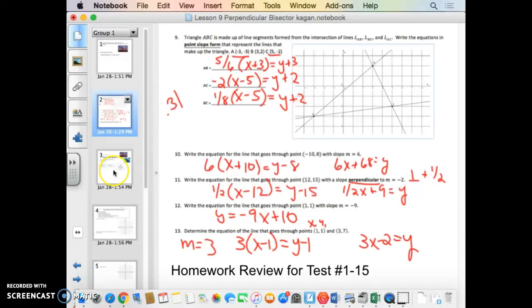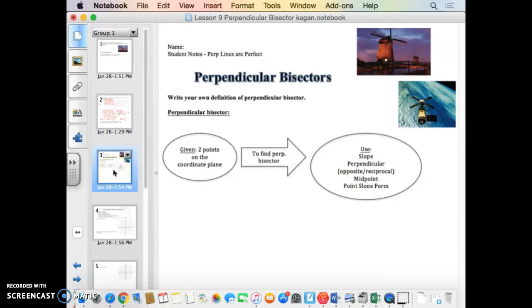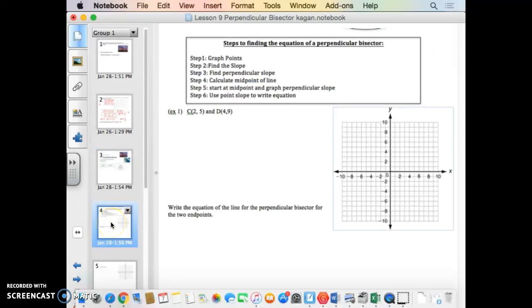All right, let's learn something new. Perpendicular bisector. Once again, if you're given 2 points on the coordinate plane, to find a perpendicular bisector, you're going to use slope, what the term perpendicular means, which is opposite reciprocal. We're going to need midpoint to find where that slope is going to bisect, and point slope form. So basically everything you've learned into one problem.